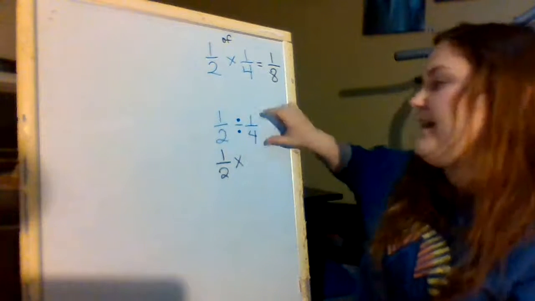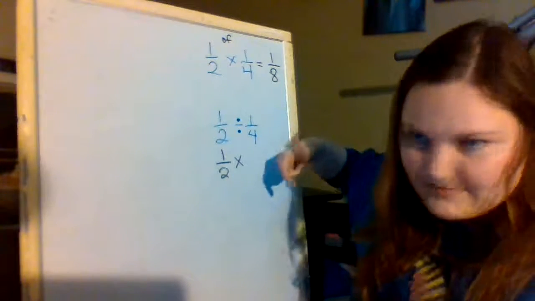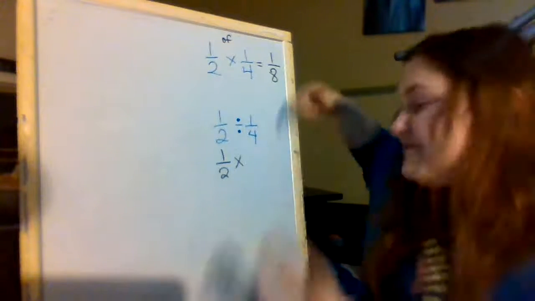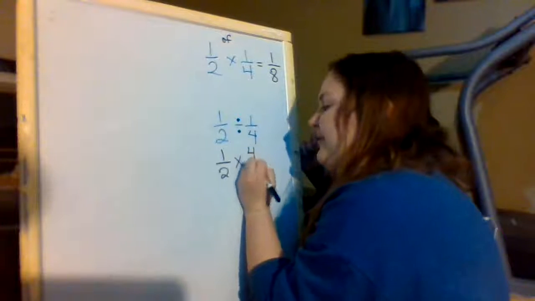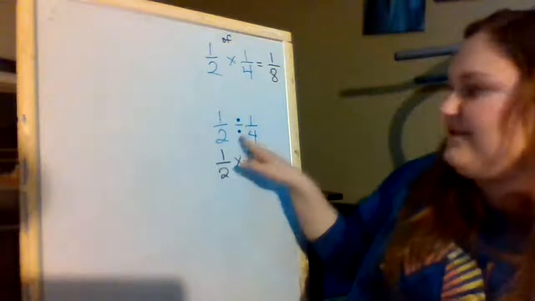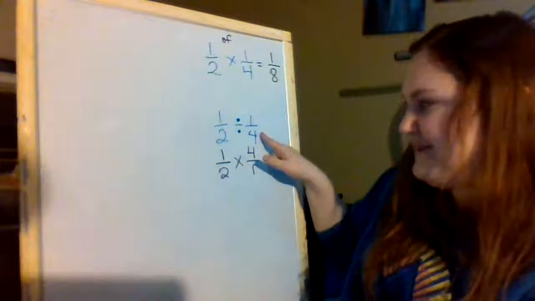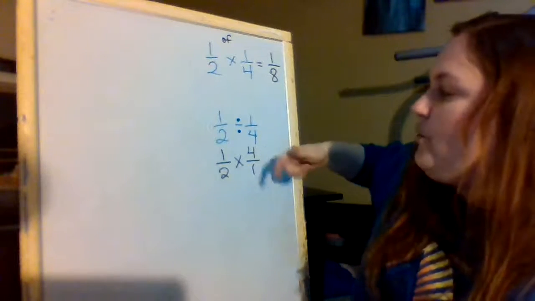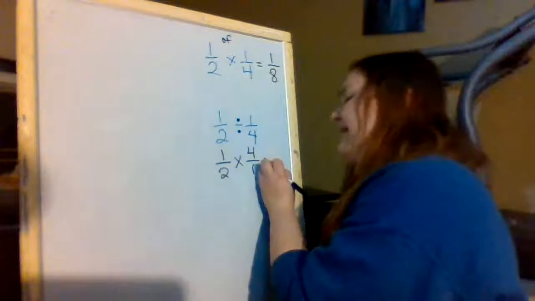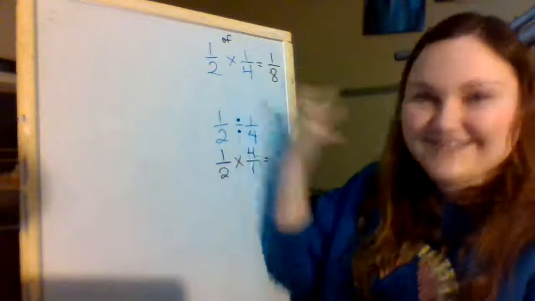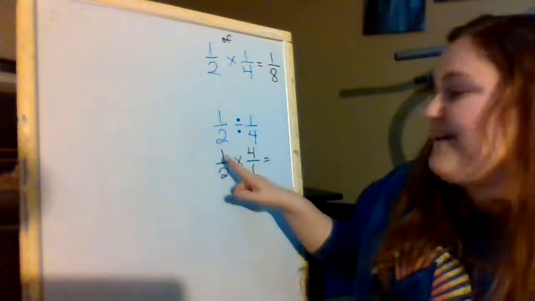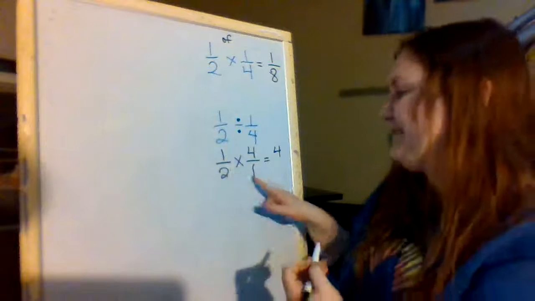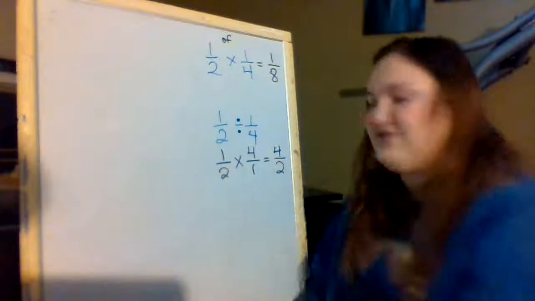Reciprocal is the math word that means flip the fraction around. So the reciprocal of 1/4, if you flip that fraction, would be 4/1. Dividing a fraction is the same thing as multiplying by the reciprocal. We do that, and then afterwards, it's like the same thing we did up there. So we could go ahead and say 1 times 4 is 4, and 2 times 1 is 2.